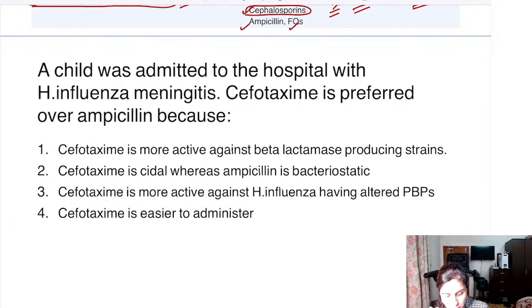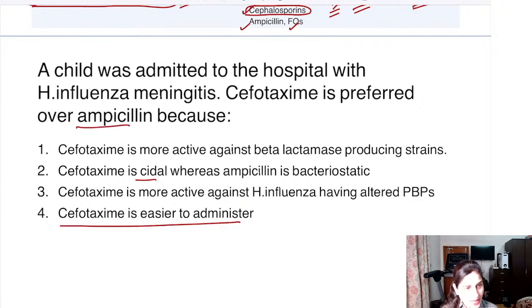So we'll look over the options here. See, cefotaxime is more active. Why was cephalosporin made basically? Why did we make cephalosporin? What is the problem seen with penicillin groups? The beta-lactamase. Okay? So beta-lactamase was destroying them. So we had to have other agents which have more effect against the beta-lactamase producing strains. Okay? So agar cidal 4, no, even this is easier to administer.